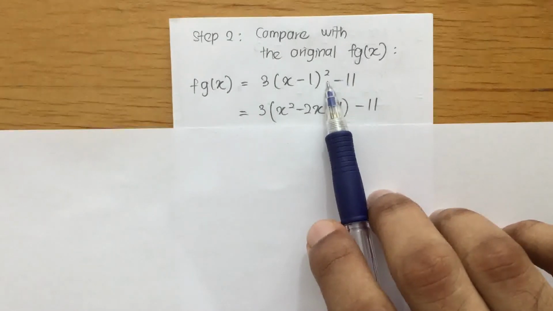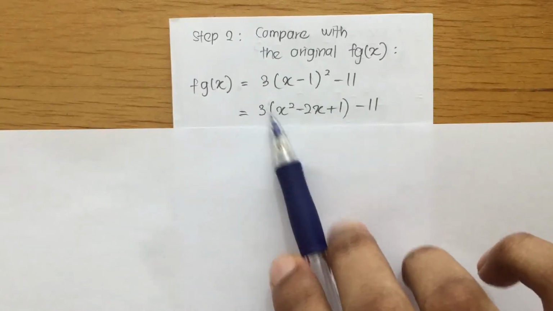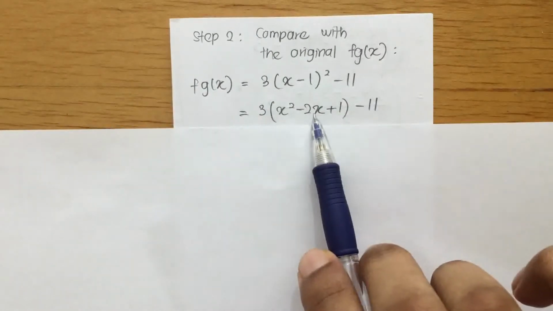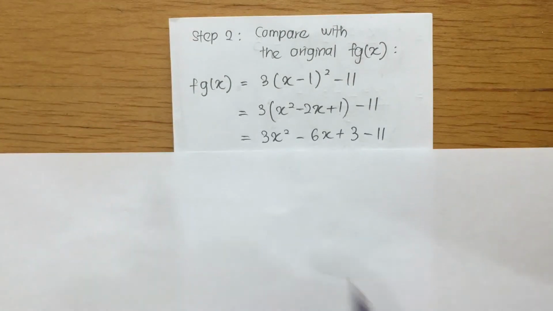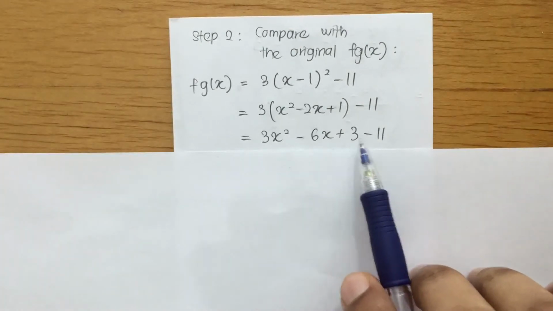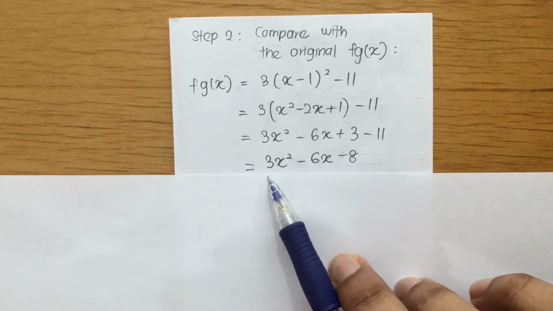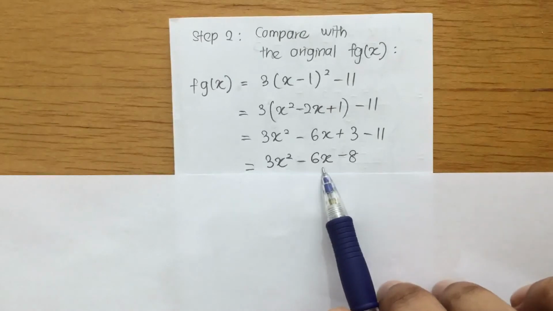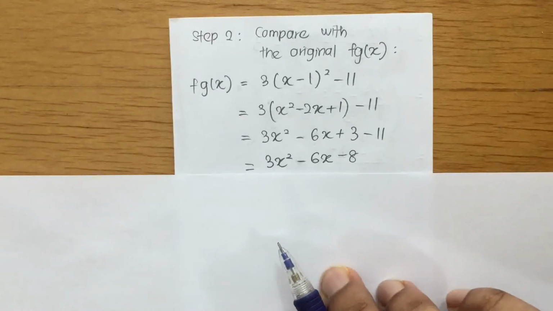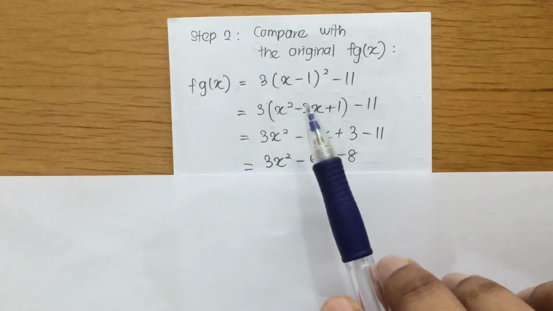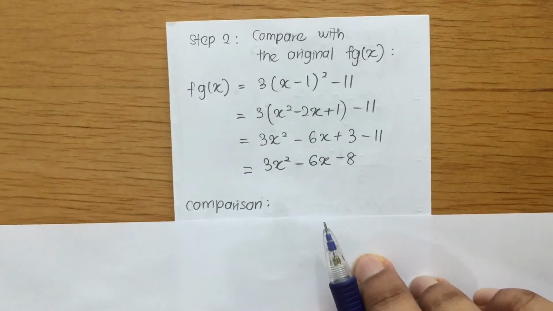You expand this bracket, you should get x squared minus 2x plus 1, and then you times with 3 and minus 11. So these 3 you times in. You should get 3x squared minus 6x plus 3 minus 11. You calculate this, you should get your original fg(x) is equal to 3x squared minus 6x minus 8. Once you already come up with the quadratic expression, it will be easy for us to compare between the new fg(x) value and the original fg(x) value. So let us do the comparison.